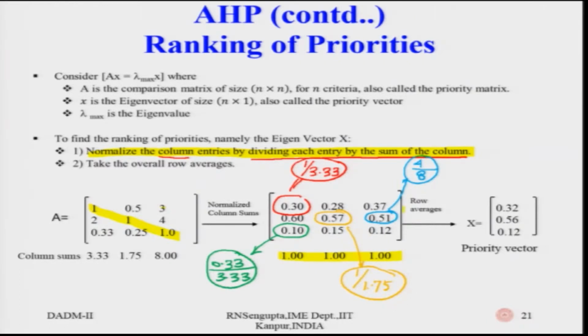In case you have normalized along the rows, then obviously the column averages would have been found. So, again if you find the row averages, the first element will be 0.3 plus 0.28 plus 0.37 divided by 3. Next will be 0.60, 0.57, 0.51 divided by 3. Next value is 0.1 plus 0.15 plus 0.12 divided by 3.